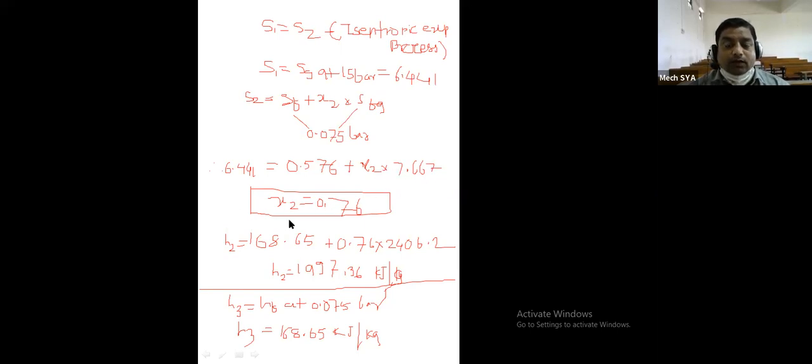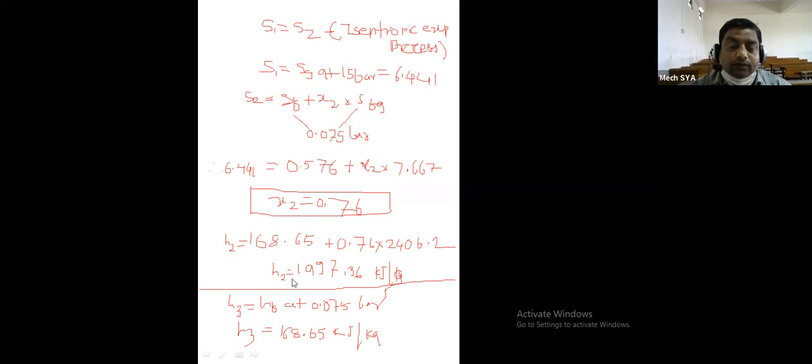And it will become what? X2 will become 0.76. So up to 2 digits only we have to consider, because all the books consider the values of X2 up to 2 digits only. Therefore, X2 is equal to 0.76. And therefore, H2 is equal to 168.65 plus 0.76 into 2406.2.